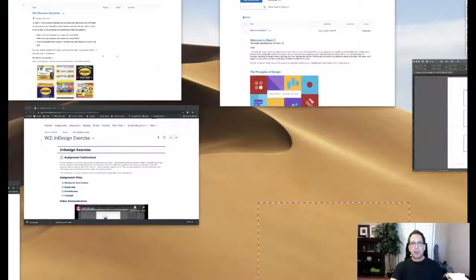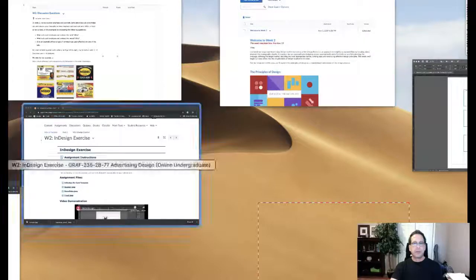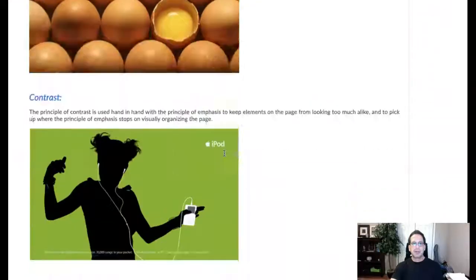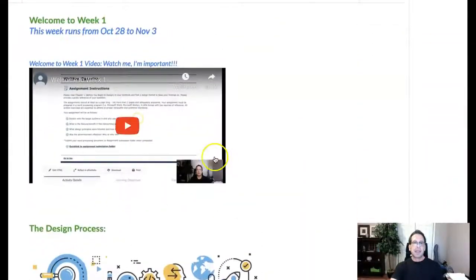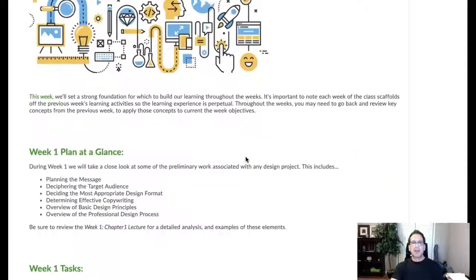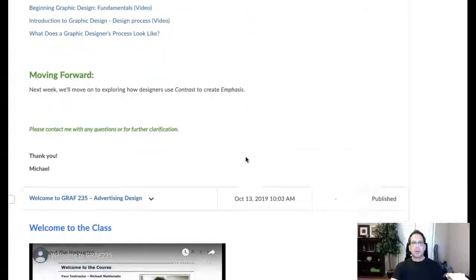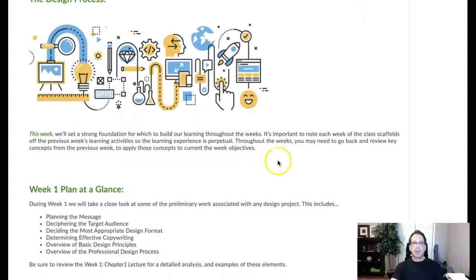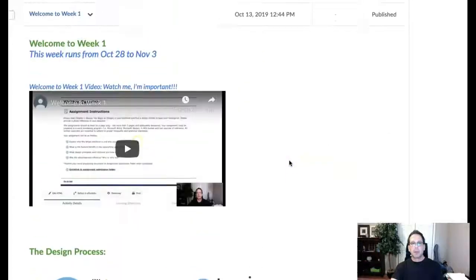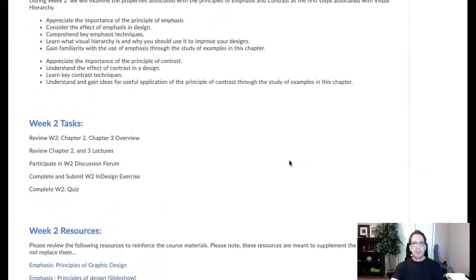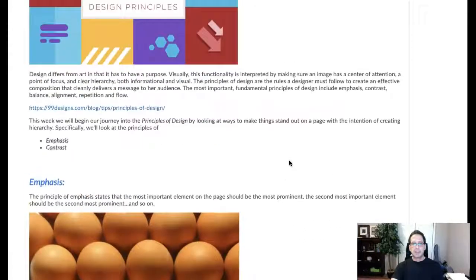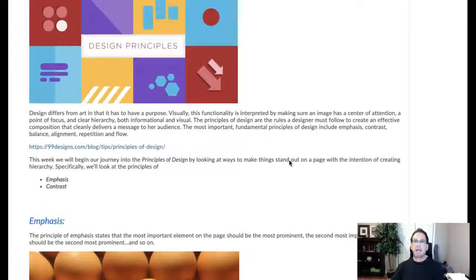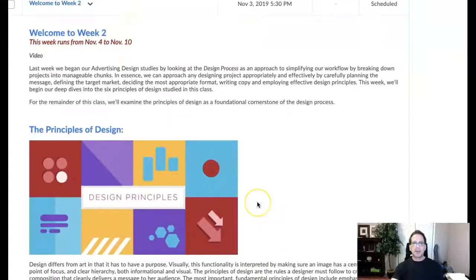Here we are. Week one is complete, and during week one we just had that introduction to the class. We looked at the design process, and we also looked at a preliminary look at some of the principles of design that we're going to be working with throughout the class. This week, during week two, we're going to jump in, get a little more detailed, and start really our deep dive into the principles of design by looking at emphasis and contrast.